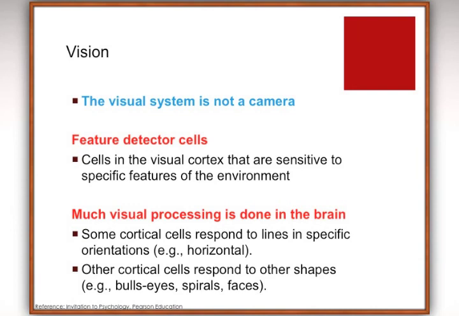Much of our visual processing is actually done in our brain. For example, some cortical cells respond to lines in specific orientations, and other cortical cells respond to their shape. These form the specific nature of our visual system.